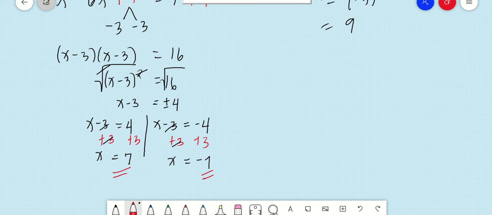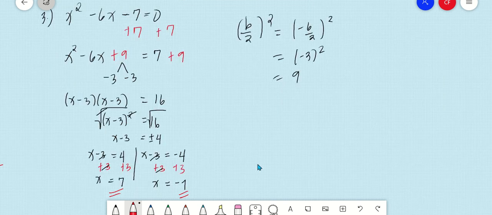Okay? So ganito po yung solution. Again, ito po yung step-by-step solution sa example number 3. Okay? So, hanggang dito na lang class yung discussion natin.